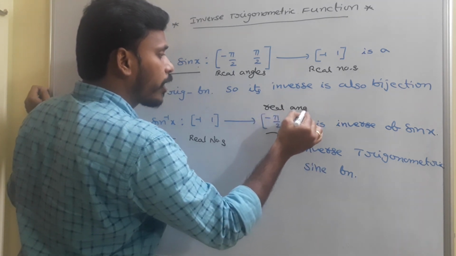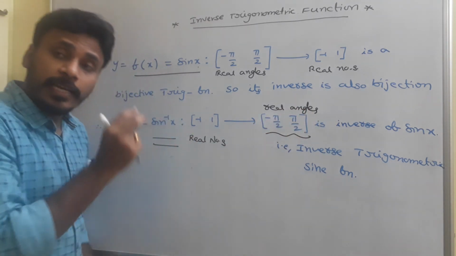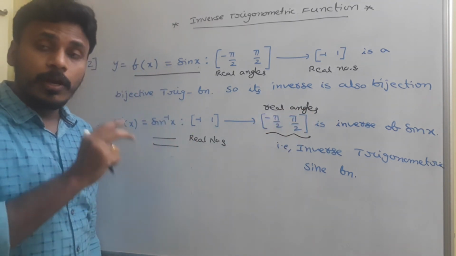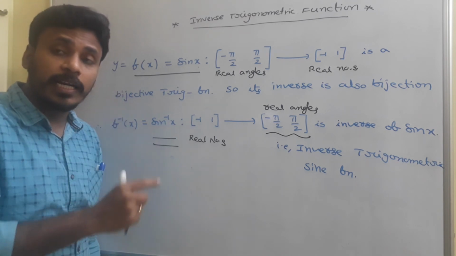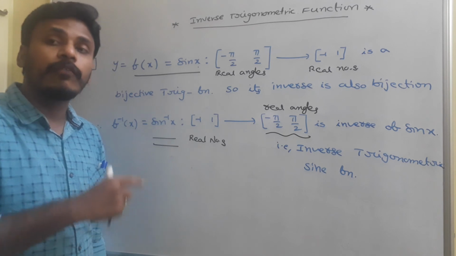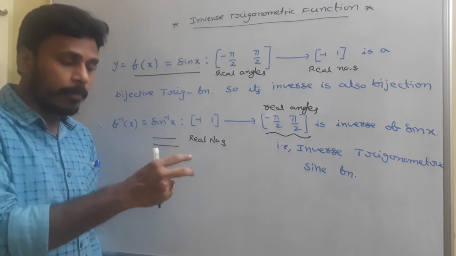Make sure about these two things. The first set contains real numbers, and the second set also contains real numbers. A number is just a number, but according to the context where we are using it, we call it an angle, a number, or some measurement like that.